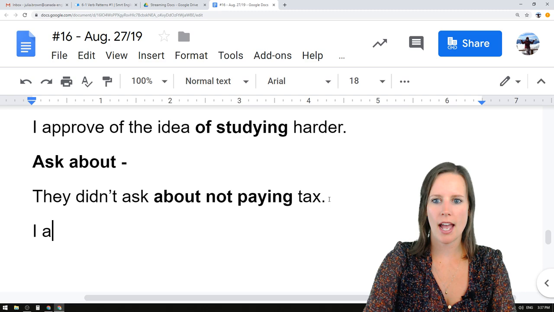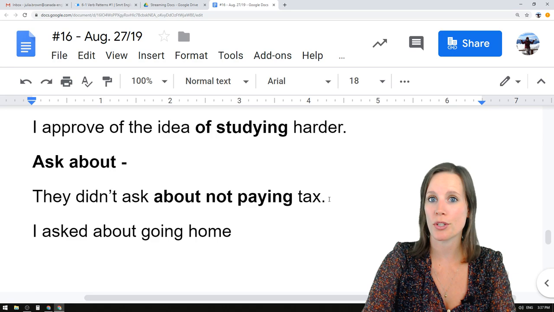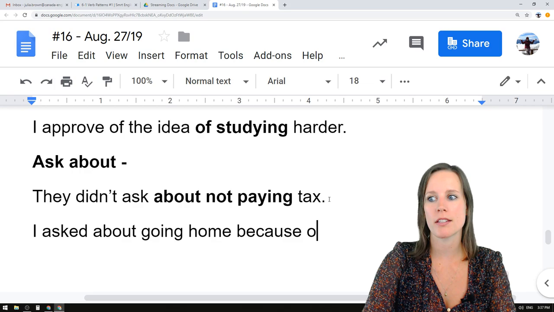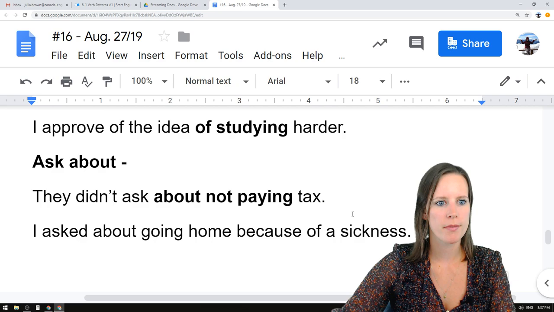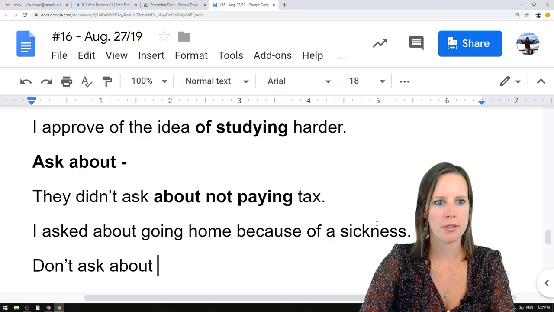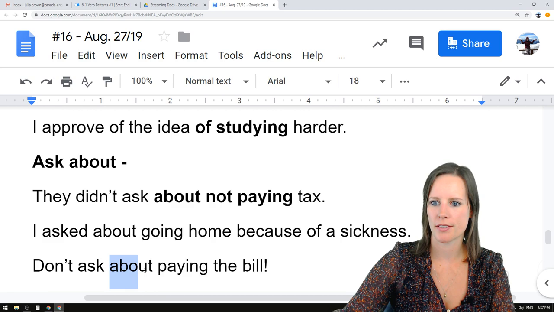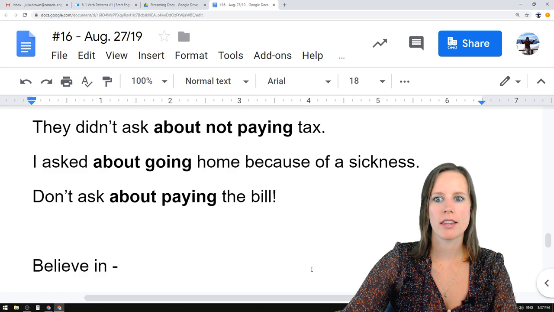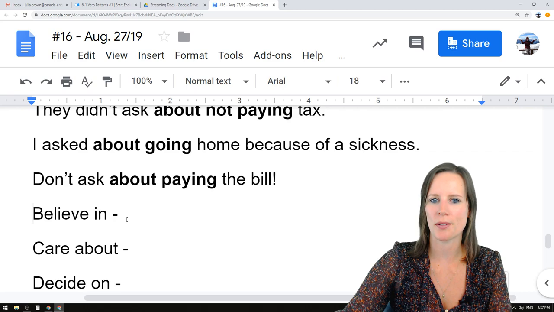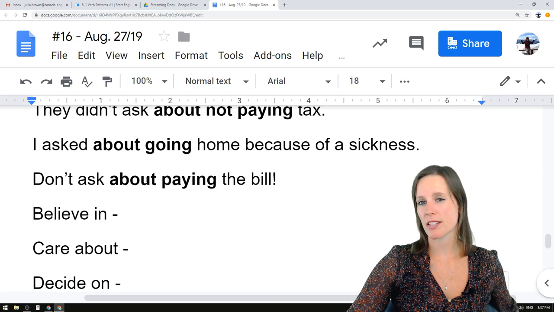Nairana, I asked about going home. Just home. I asked about going home. We would just say because of a sickness, because of a sickness. Lolly, don't ask about paying the bill. Nice. Yeah, good. Okay, good, good, good. Let's continue. We have to keep the ball rolling. It's 3:37. So, Amir, they ask about paying for the meal. Good, but you should probably use past simple, asked, ed.